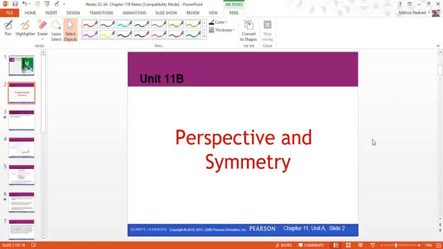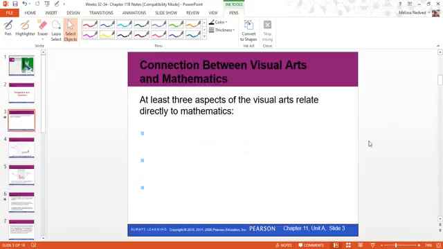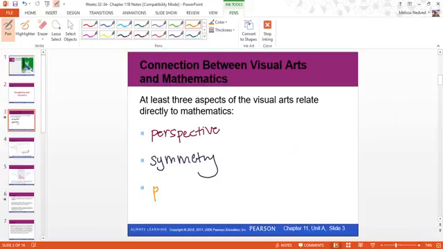math in art. So there are at least three aspects of the visual arts that relate directly to mathematics, and those three terms are perspective, symmetry, and proportion. Oops, I have a misspelling there. So we'll look at all three of those terms today: perspective, symmetry, and proportion, how they apply to the arts and how they then also apply to math.